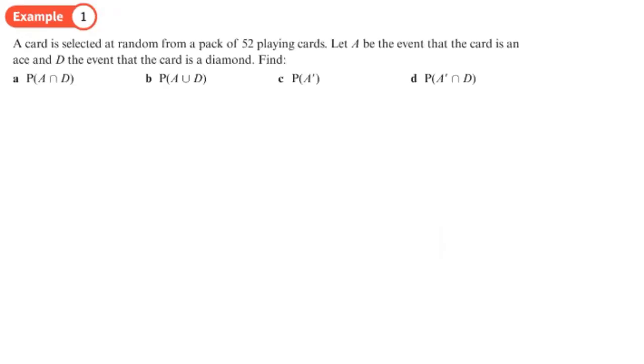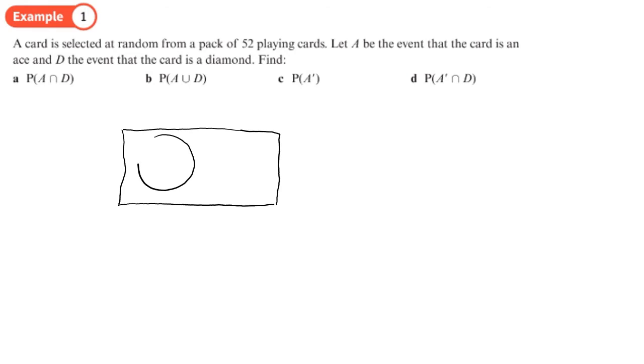So let's have a go at a question. A card is selected at random from a pack of 52 playing cards. Let A be the event the card is an ace, and D the event that the card is a diamond. I could represent this on a Venn diagram, I don't have to. This type of question does require that you know about playing cards, so they tend not to put these questions in exams because not everybody knows about playing cards.